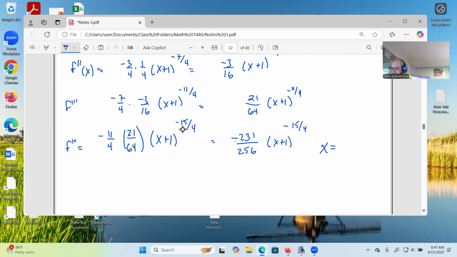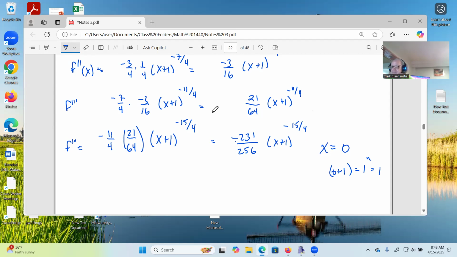Now we have to set x equal to 0. Fortunately, x is going to be 0, and 0 plus 1 is equal to 1, raised to any power is going to be 1. So I don't have to worry about getting the calculator out to say 1 to the negative 15/4.